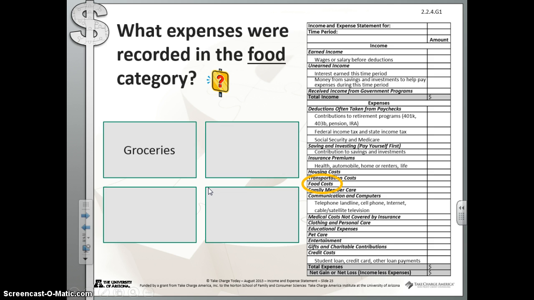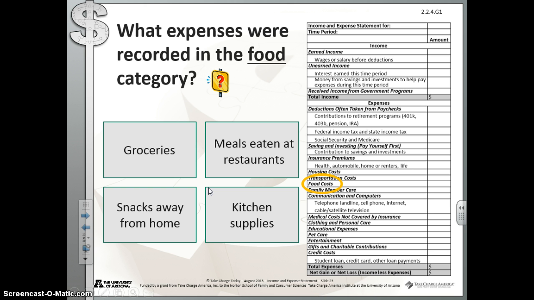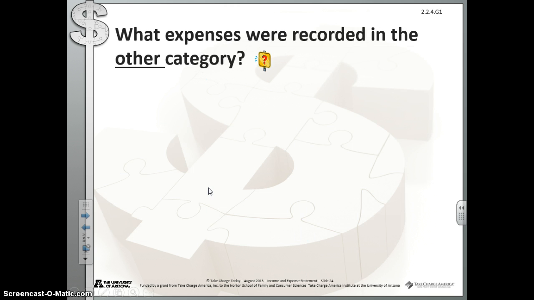Some examples of what would go in the food category. This is the easiest one. We all eat, so it would be groceries, the meals eaten at restaurants, snacks away from home, and kitchen supplies. So you can also put your kitchen supplies in there.